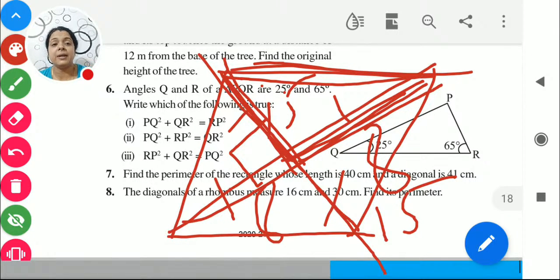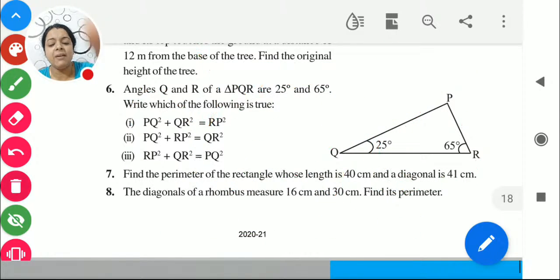And after that, as you found one side, you are able to find the rest of the sides as well. Please let me know, do you have any doubt in this question? If yes, please write it down. If no, okay, very good.